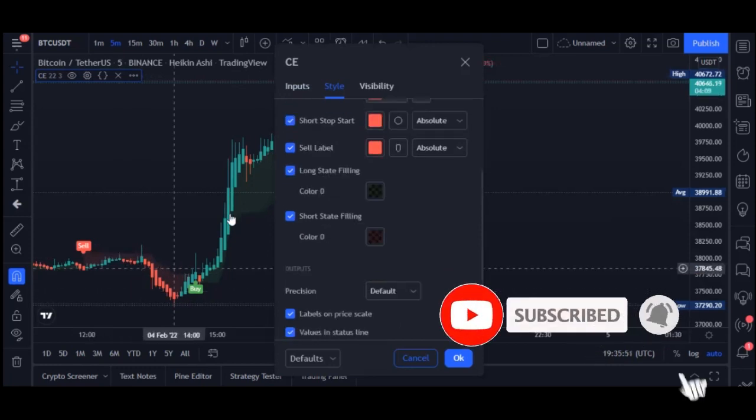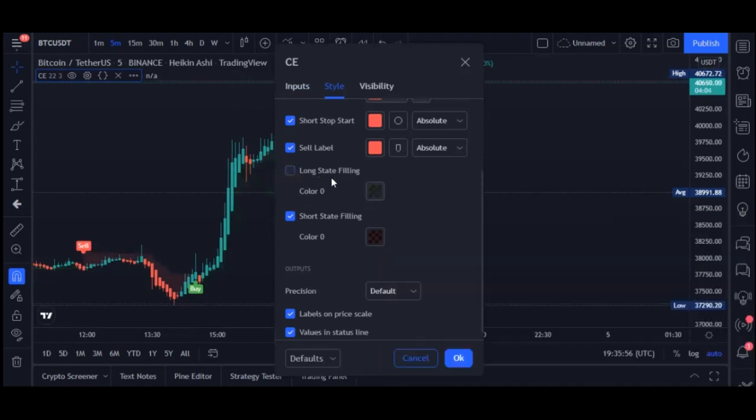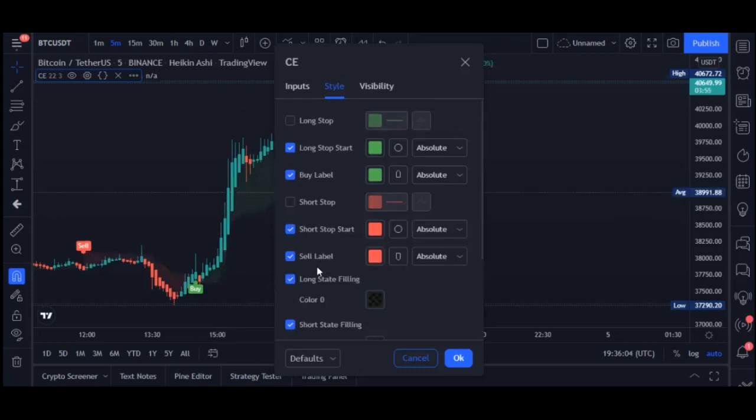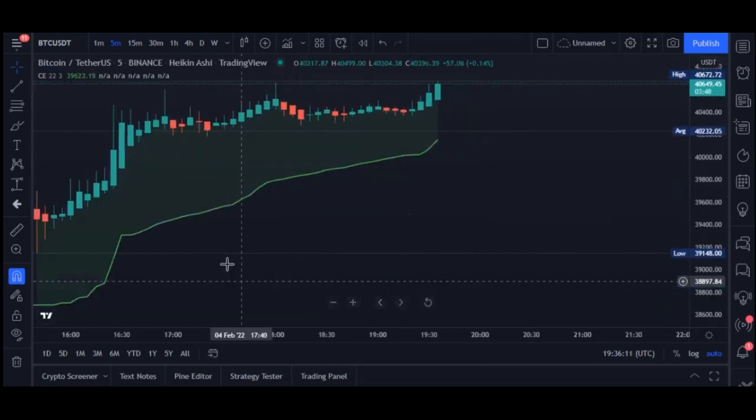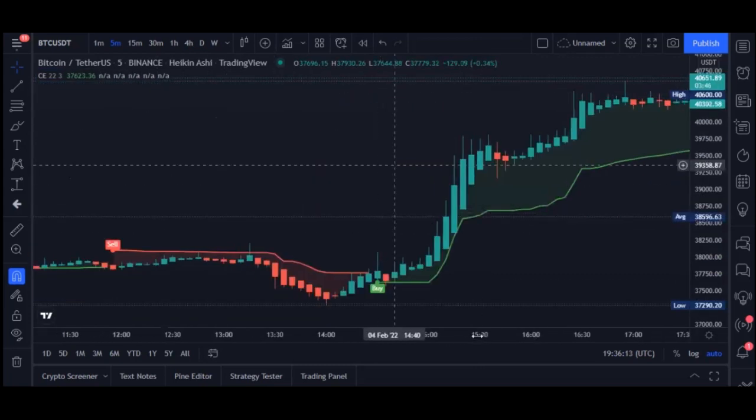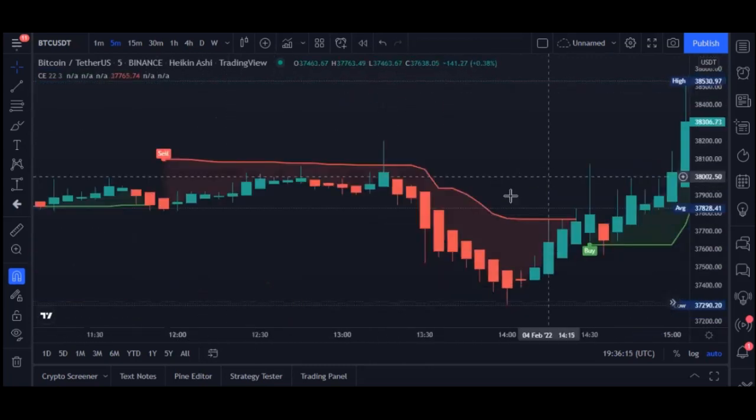The other thing I can remove is this background you are seeing here. If you want to remove the background, you uncheck the long start field and it goes off, and the short start goes off too. But majorly, you may not want to uncheck these, because if, for instance, this signal appears, if I zoom in on this, this is on a 5 minutes time frame. This is even closer on the chart.